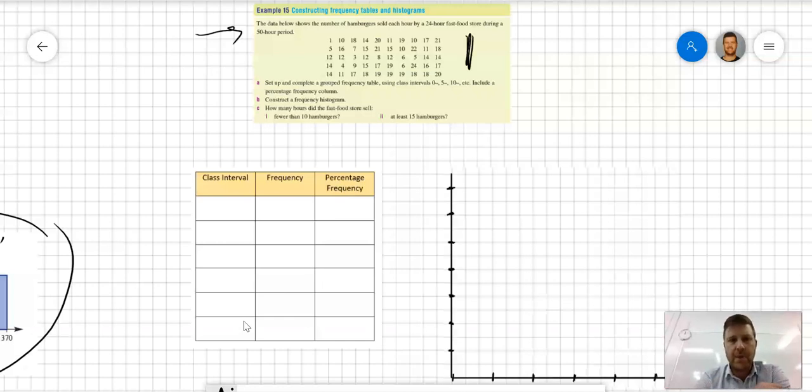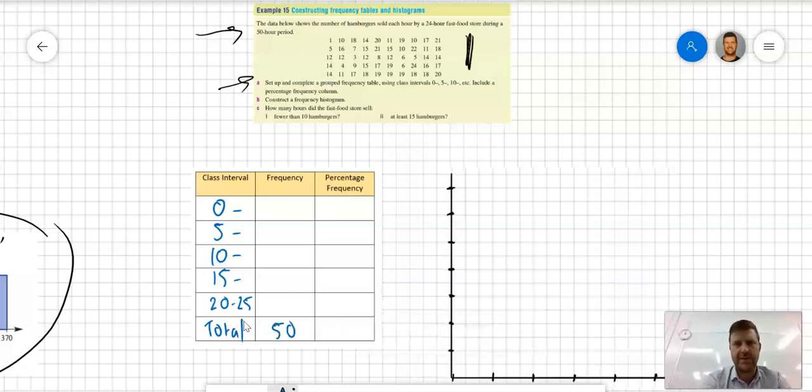What we're going to do is question A: set up and complete a group frequency table using class intervals of 0, 5, 10, etc. Include a percentage frequency column. So my class intervals are going to start from 0 onwards, up until 5, 10, 15, and 20. I think between 20 and 25 is actually final. Then we'll put the total down the bottom here as well. All these numbers should add up to 50 because there's 50 data points here.